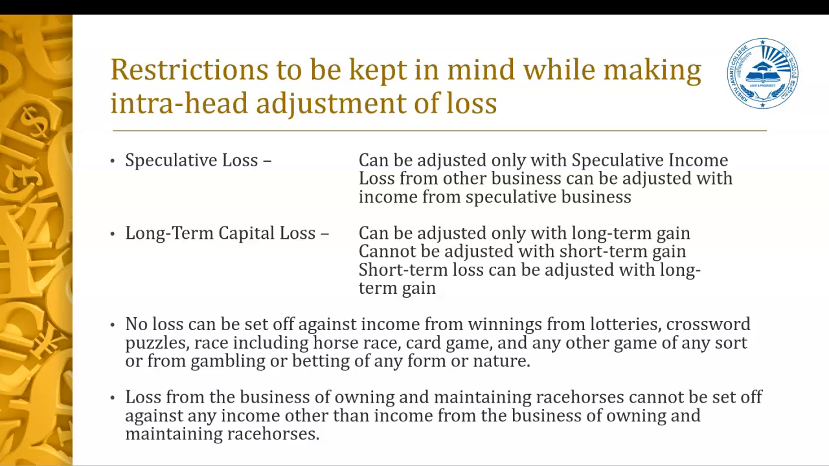And finally, loss from the business of owning and maintaining horse races cannot be set off against any income other than income from the business of owning and maintaining horses. So in case our individual assessee is maintaining horses for the purpose of using them in races, the loss incurred because of maintenance of the horses can be adjusted only with the income arising from those horses, and not with any other income.